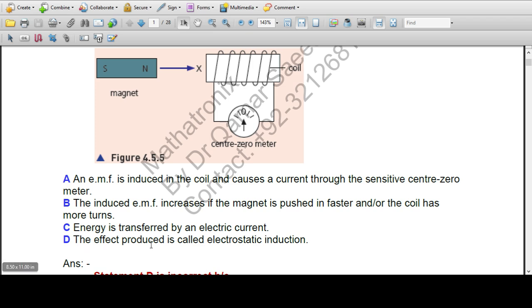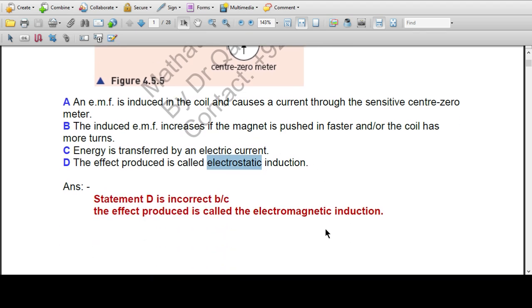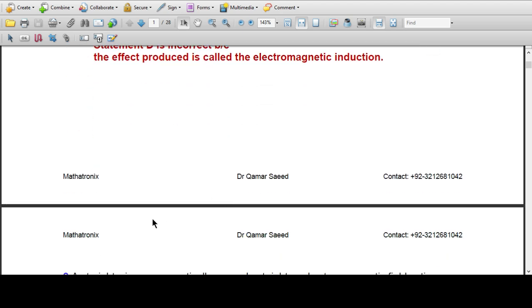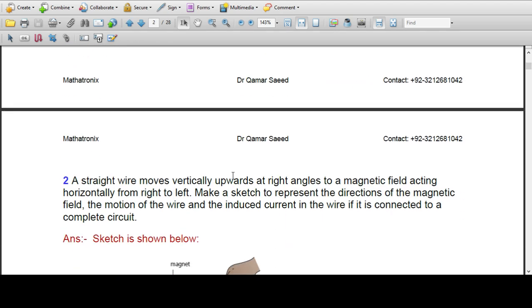The effect produced is called electrostatic induction. No, this is electromagnetic induction. So statement D is incorrect because this is electromagnetic induction, not electrostatic. This effect which produces electricity from magnetism is called electromagnetic induction. So statement D is incorrect.